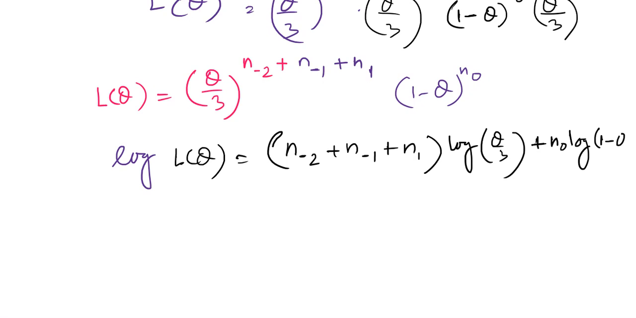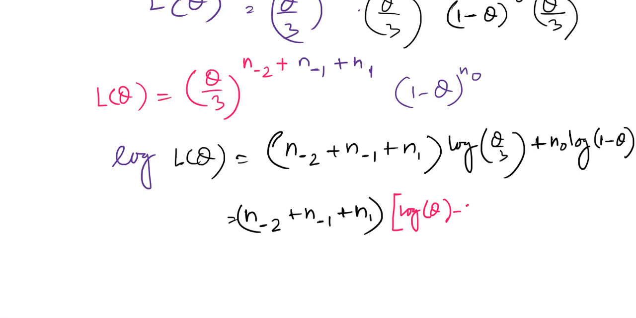Okay, so here n of minus 2 plus n of minus 1 plus n of 1, that is equals to log theta minus log 3, plus n naught log 1 minus theta.